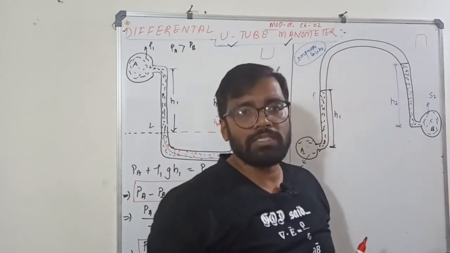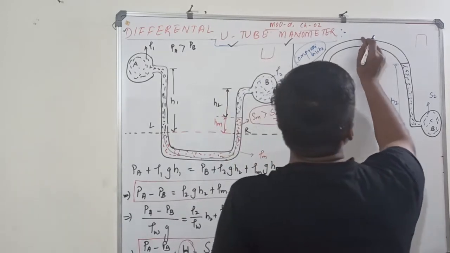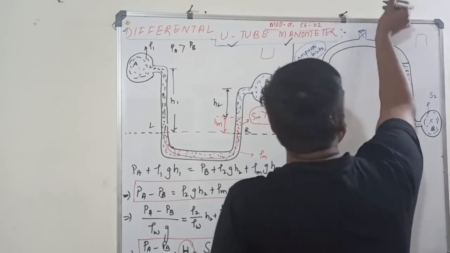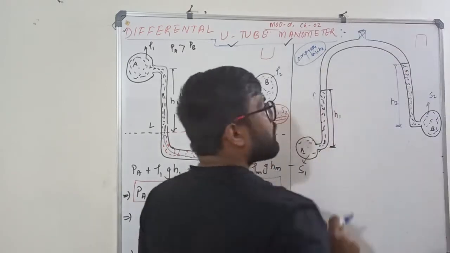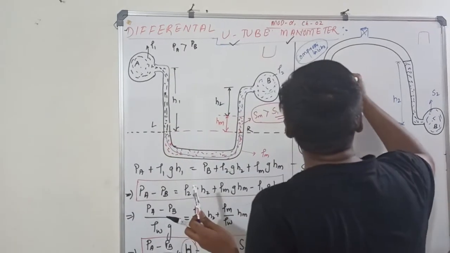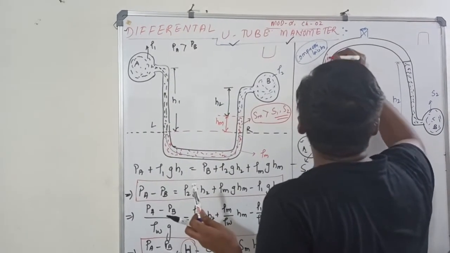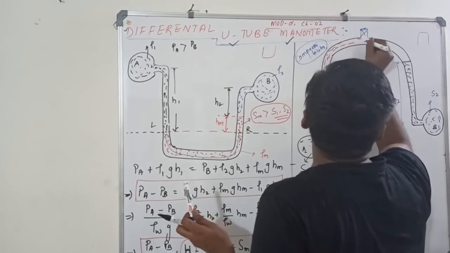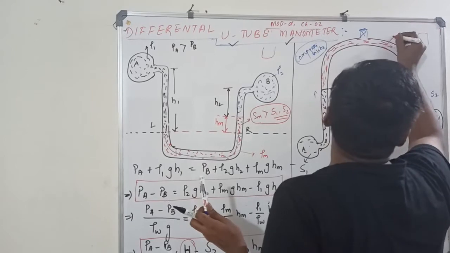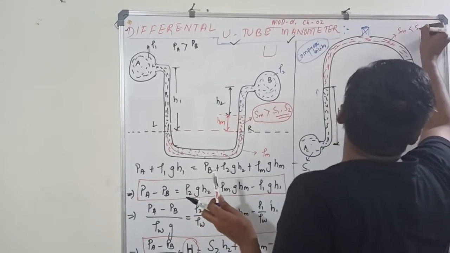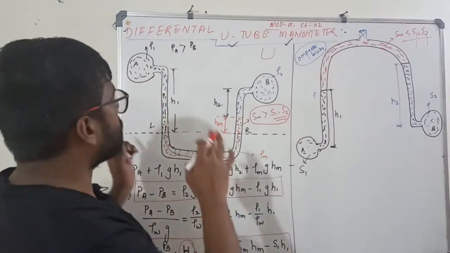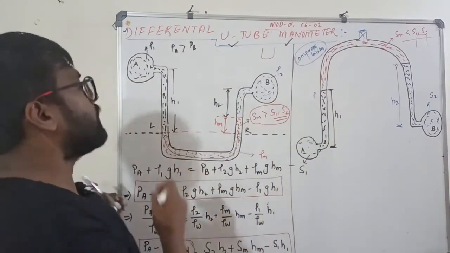But in actual cases, instead of that, we use a valve here. Through this valve, first we take out all the air, and we fill with a fluid which has low density, or specific gravity, compared to both the fluids. Okay, understood? Inverted U-tube is the opposite of your regular one.